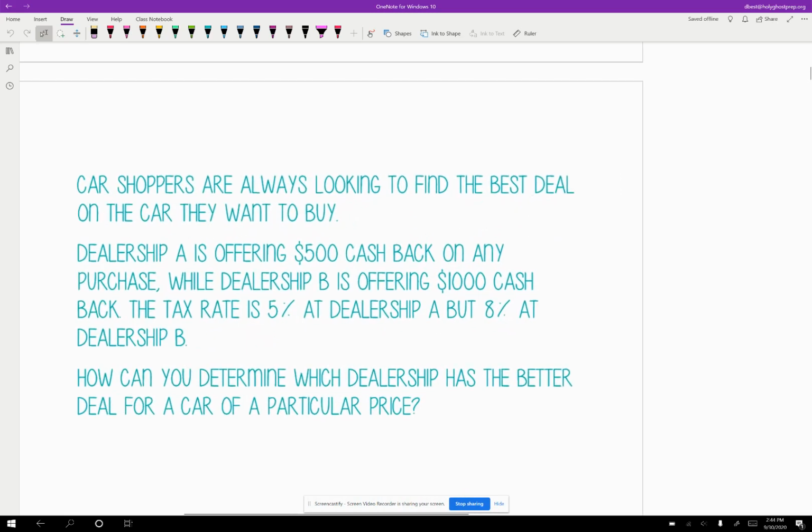So I've got this example here, and we'll come back to this. Car shoppers are always looking to find the best deal on the car they want to buy. Dealership A is offering $500 cash back on any purchase, and dealership B is offering $1,000 cash back. The tax rate is 5% at dealership A, but 8% at dealership B. How can you determine the dealership that has the better deal for a car of a particular price?